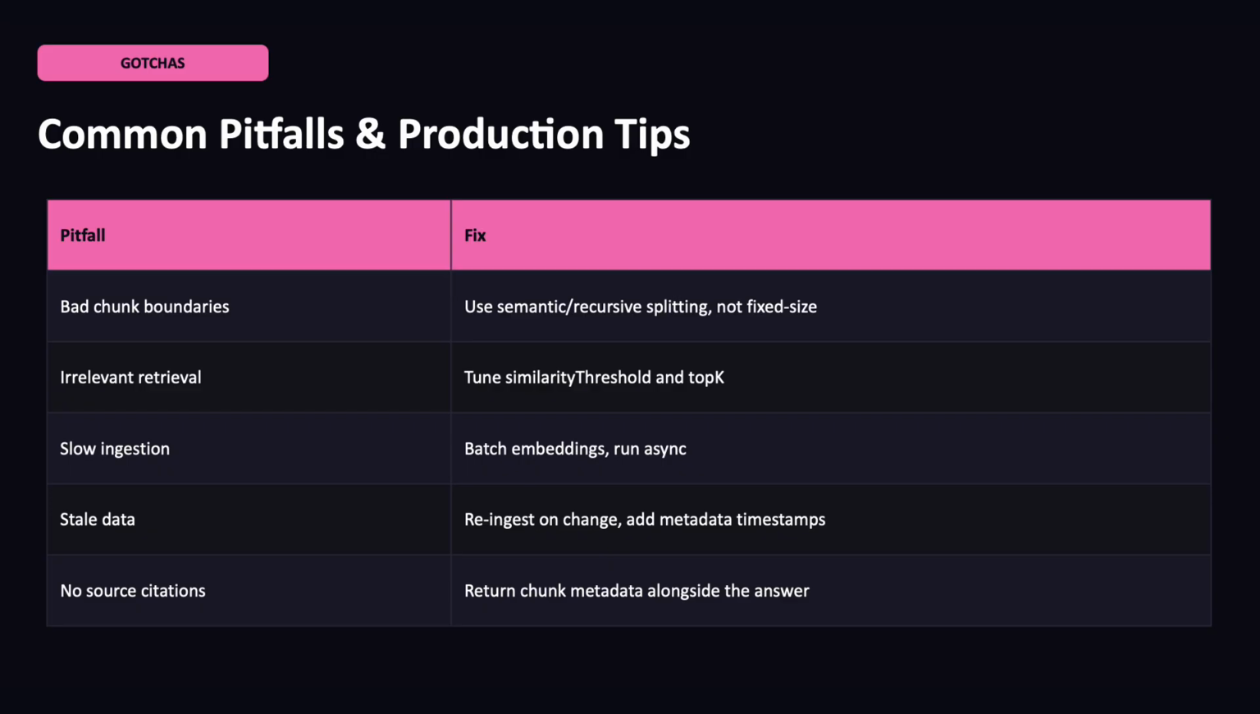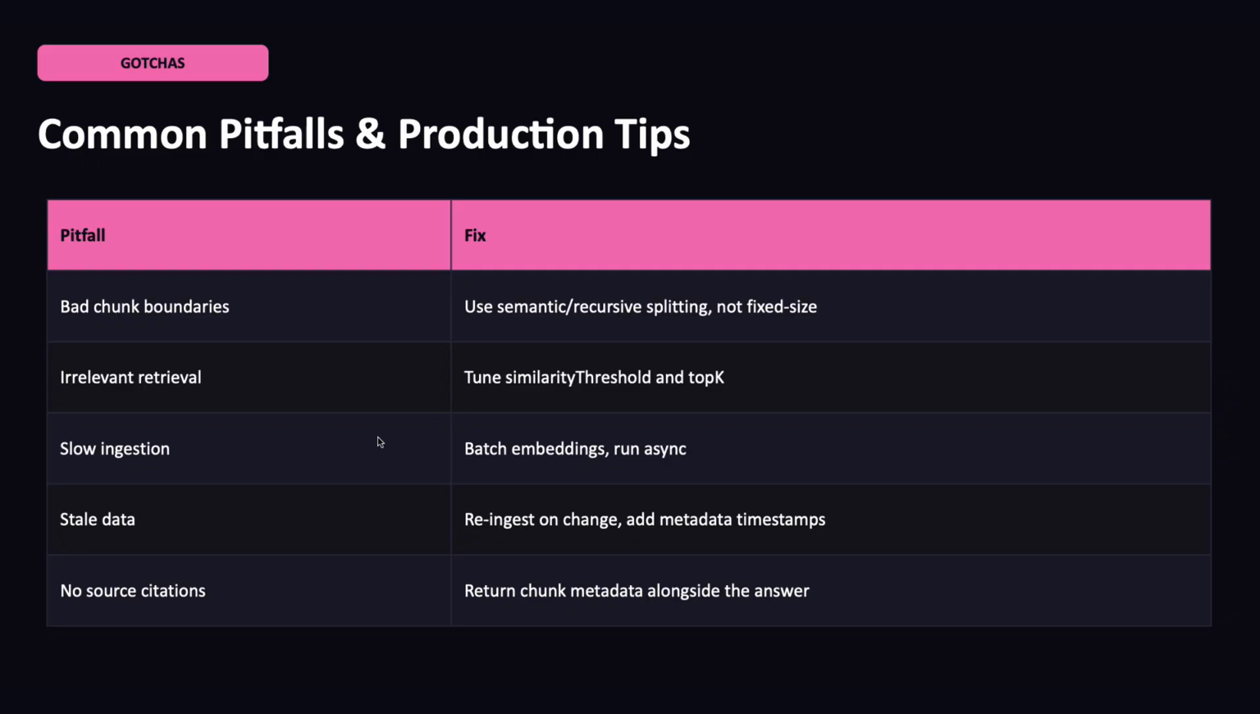Now, the common pitfalls and production tips. These are the 5 things that separate I got a RAG working on my laptop from we shipped RAG to customers. Bad chunking, like we talked about with the hospital example. Irrelevant retrieval. That's what happens when a support bot confidently answers a billing question using a chunk about a completely different product tier. Tuning top K and similarity threshold is how you fix that.